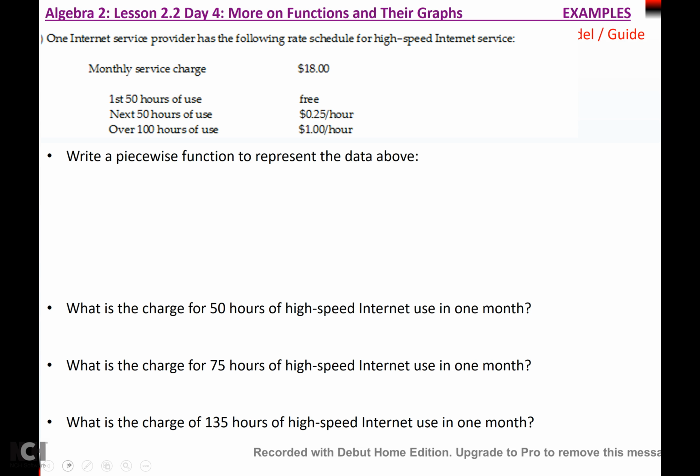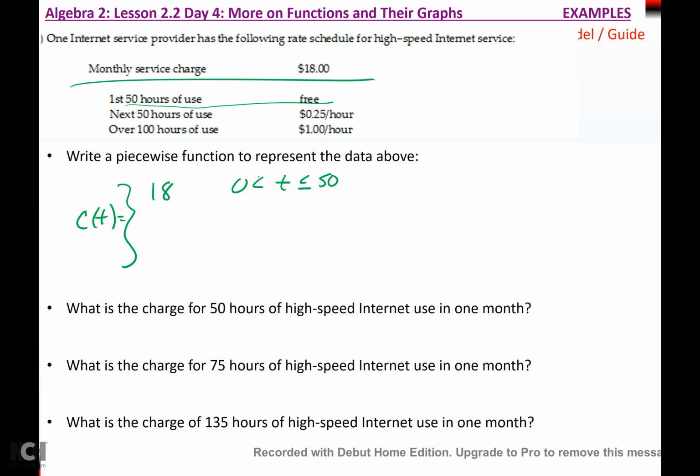Alright, so this one says, one internet service provider has the following rate schedule for high-speed internet service. You have a monthly service charge of $18. Your first 50 hours of use is free. So if I set that up, my cost will be $18 as long as my time is between 0 and 50.